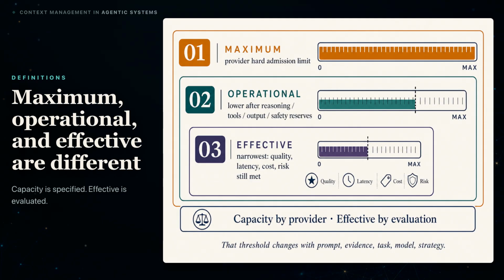That threshold is not a permanent property of the model. It changes with the prompt, the evidence, the task, the model version, and the context strategy. Capacity is specified by the provider, while effective context is established by your evaluation.